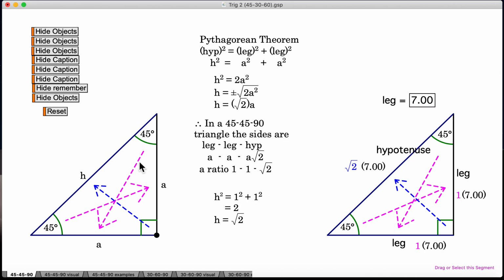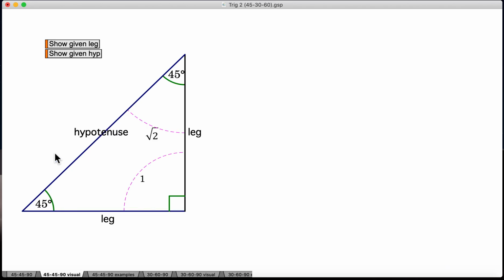That's very simple. So let's go ahead and do some examples. Here's the 45, 45, 90. If you think of it this way, the connection between the leg and hypotenuse is root 2, and the connection between the legs is simply 1. So if I'm going from a leg to the hypotenuse, I multiply by root 2. If I'm going from the hypotenuse to the leg, it gets smaller, because the hypotenuse is the largest side, so I divide by root 2. And of course, going from leg to leg, they're the same.